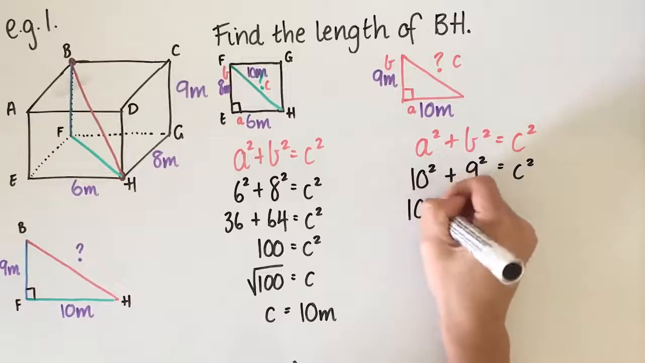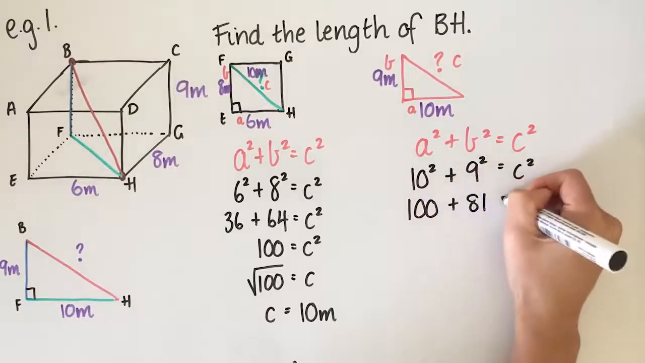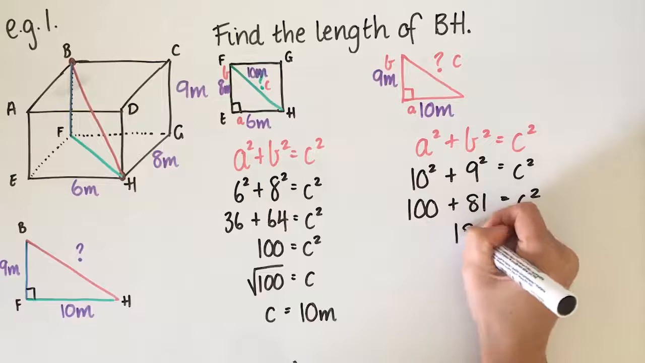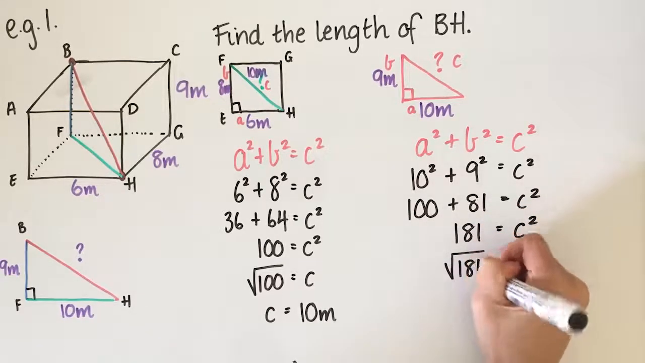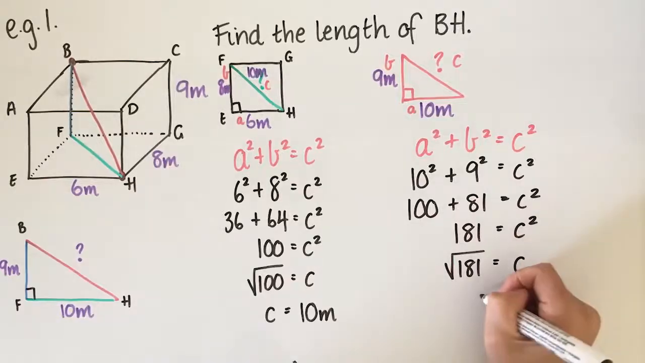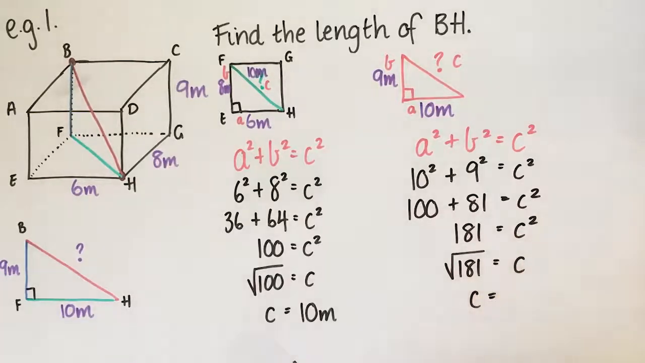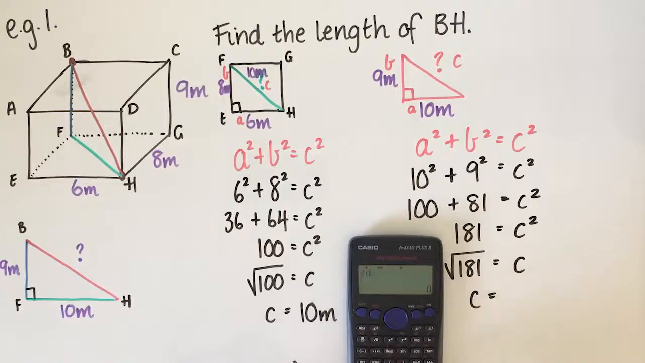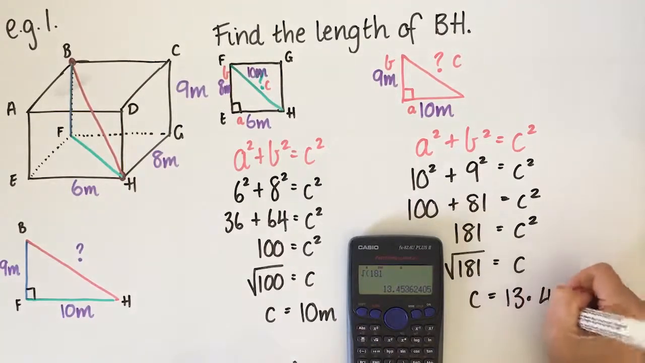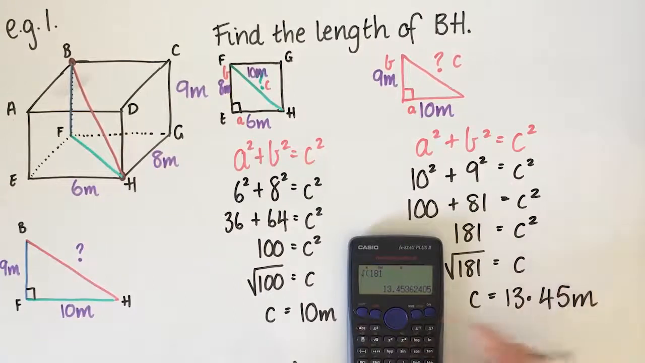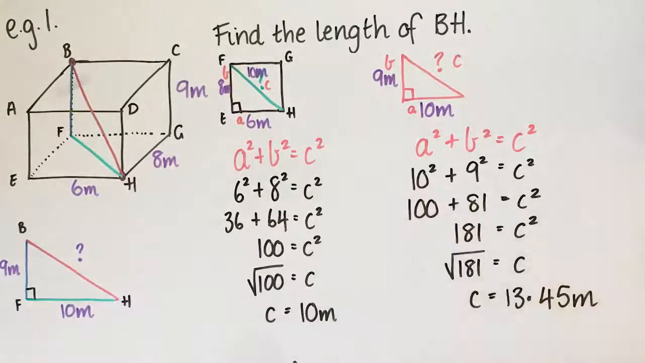And then I'm going to do 100 plus 81 is 181. And then I need to do the square root of 181, which will give me C. And then I need to do that on the calculator because I don't know what that is. So the square root of 181 is 13.45 meters. So we have found the diagonal that runs through the center of this rectangular prism.